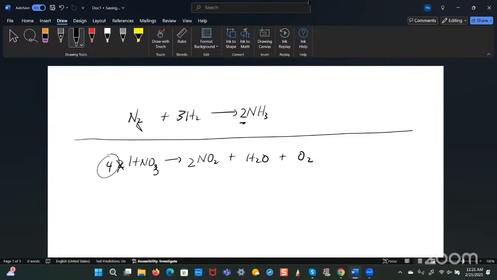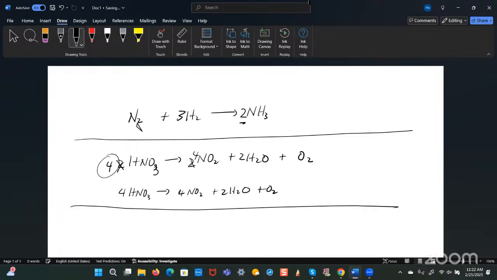A 2. Okay, and you also need to change this because this 4 here will increase the number of nitrogens from 2 to 4. So what do we need to do here? Change it to a 4. Exactly. All right, so the final answer is going to be 4HNO3 to give 4NO2 plus 2H2O plus O2.